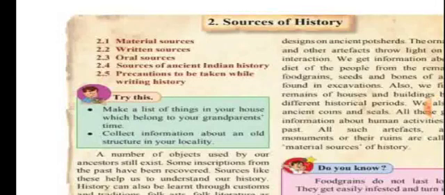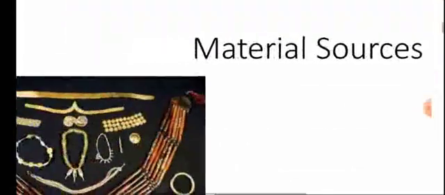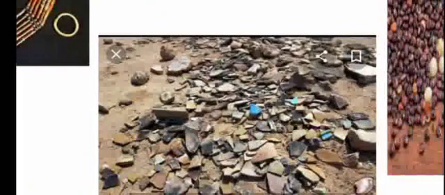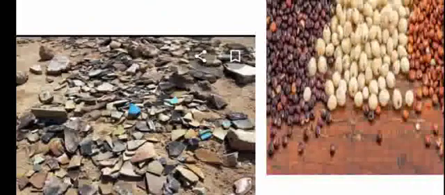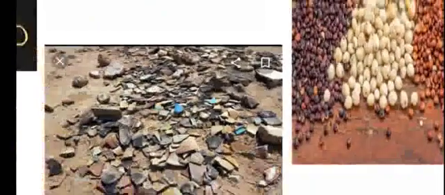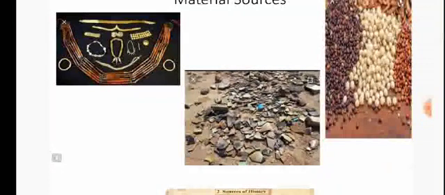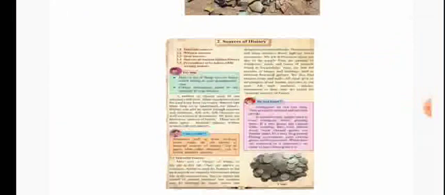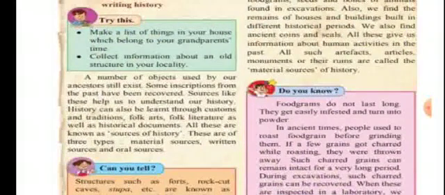Let us see a few examples of material sources. These are the ornaments. These are the potsherds, broken pieces of pots, and these are a few food grains. These are the examples of material sources. Now, let us see how we get food grains in the excavations. Let us see the facts.